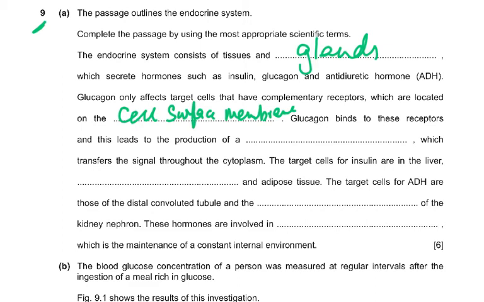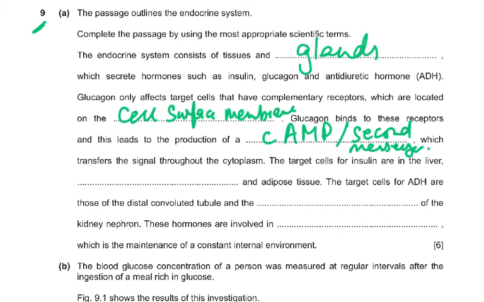On the cell surface membrane, glucagon binds to these receptors, and this leads to the production of a second messenger, or you can say cAMP, cyclic AMP, or you could have just said second messenger, which transfers the signal throughout the cytoplasm.